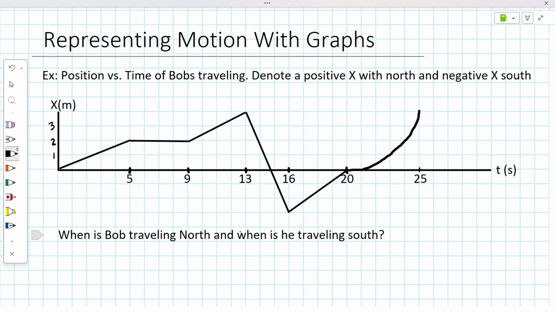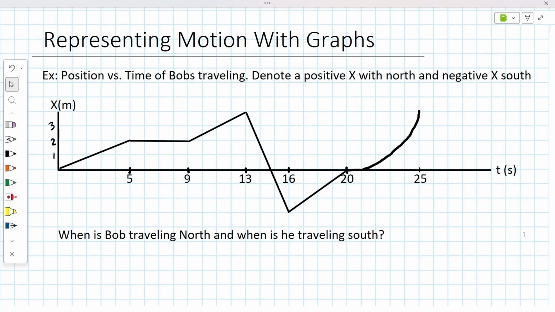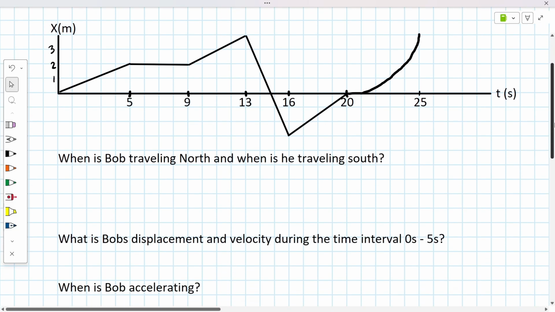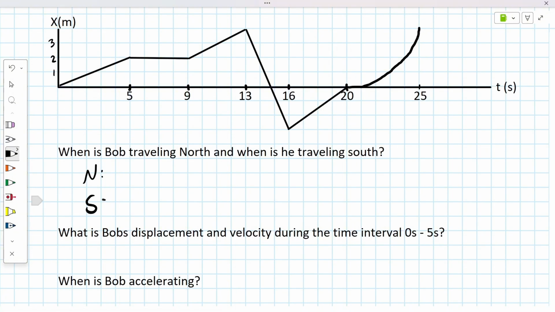So the first thing it asks is when is Bob traveling north and when is he traveling south? Let me just scroll down here a little bit. Alright, so we'll write our north values here and our south values. So how can we tell when Bob is traveling north and when he is traveling south? We denoted north as positive and south as negative. So when is Bob traveling towards the positive direction?